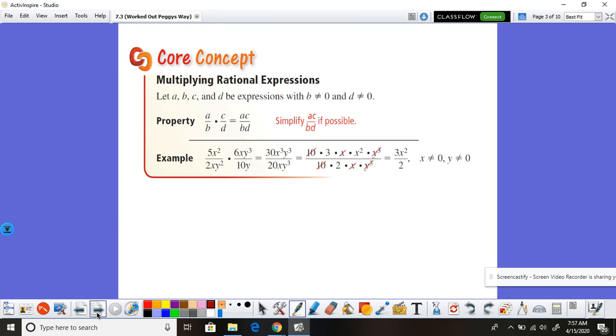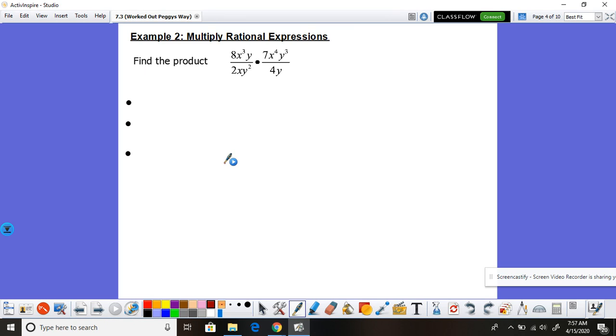All right, so let's do another example. This is just when you multiply rational expressions, you multiply the numerators, you multiply the denominators, and then you simplify. Here's another example. We'll work through one where we do this.